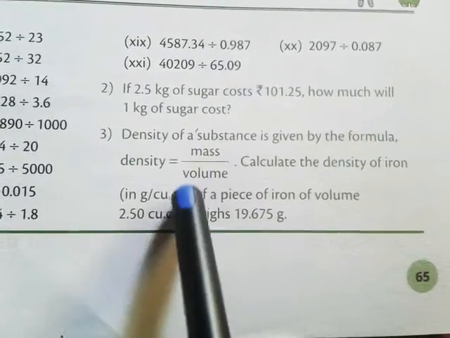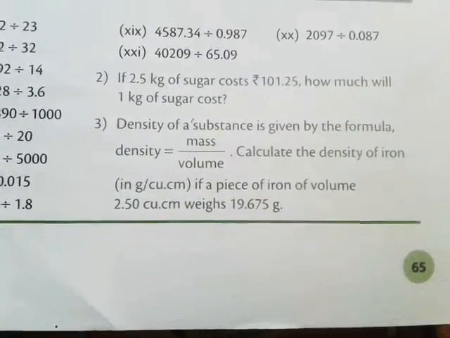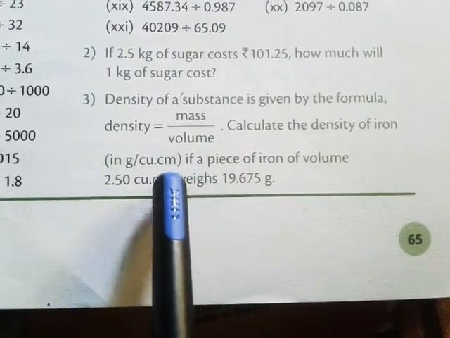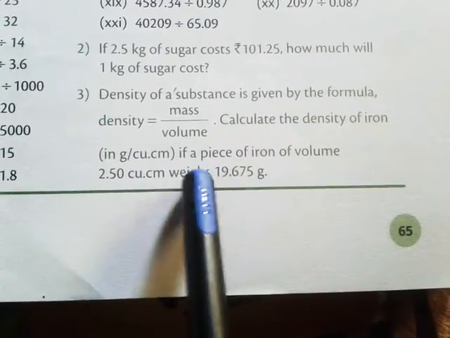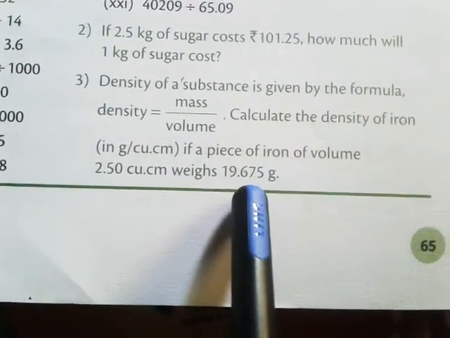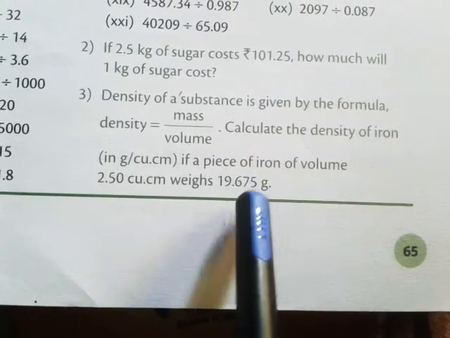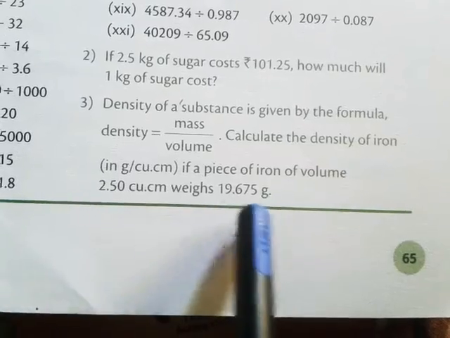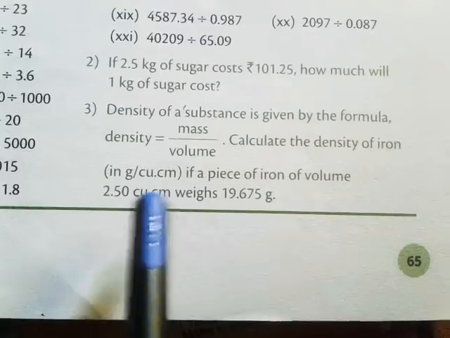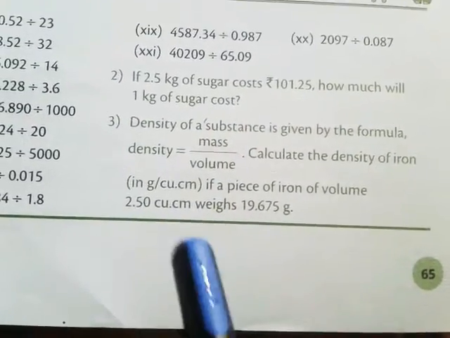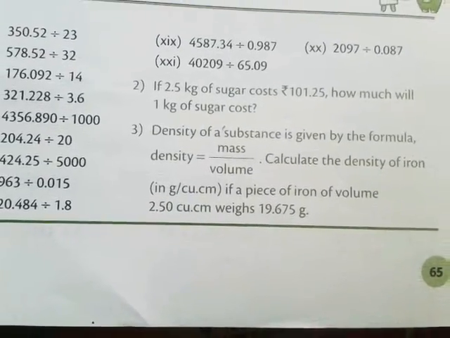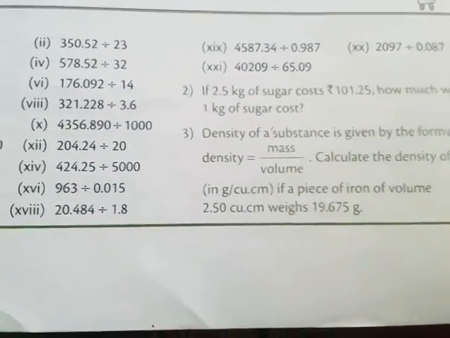Okay, so number 3, the density of a substance is given by a formula: density equals mass by volume. So we have to calculate the density of the iron in grams per cubic centimeter. In a piece of iron, the volume given to us is 2.5 cubic centimeter and the weight is 19.675 gram. So we have to divide 19.675 gram by 2.50 cubic centimeter, and you have to find the answer.